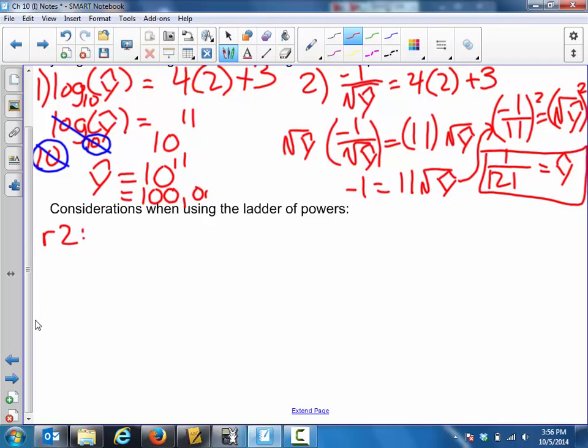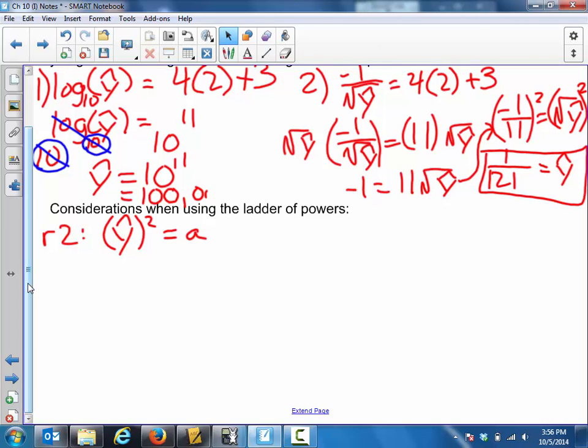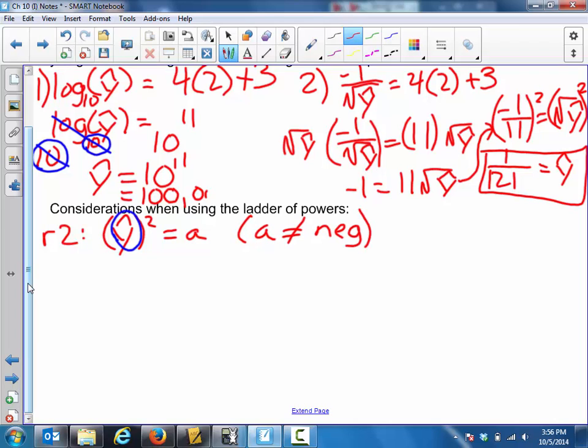Let's say I am using, which rung would this be? This would be rung 2, and I have the following. Let's say that once I plugged in my x value, like we had done in the first slide, I get something of the form y hat squared, and remember, squaring is rung 2 in the ladder of powers, equals some constant a. Well, if you're going to try and find this y hat value, the only way you can do that is to take the square root of both sides. And so there's a limitation on what a can be.